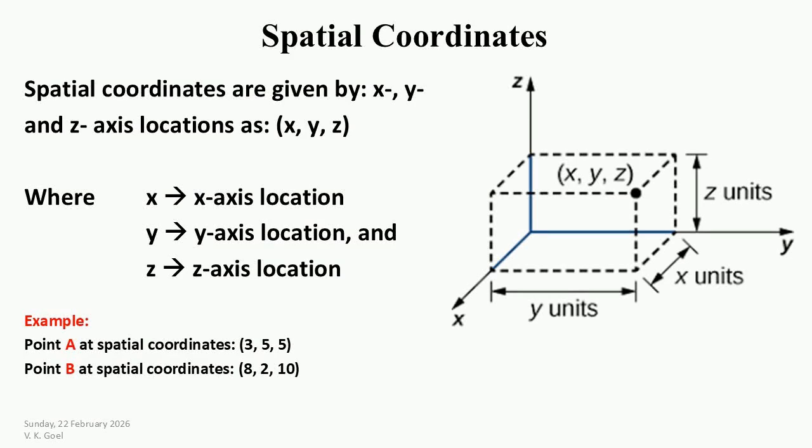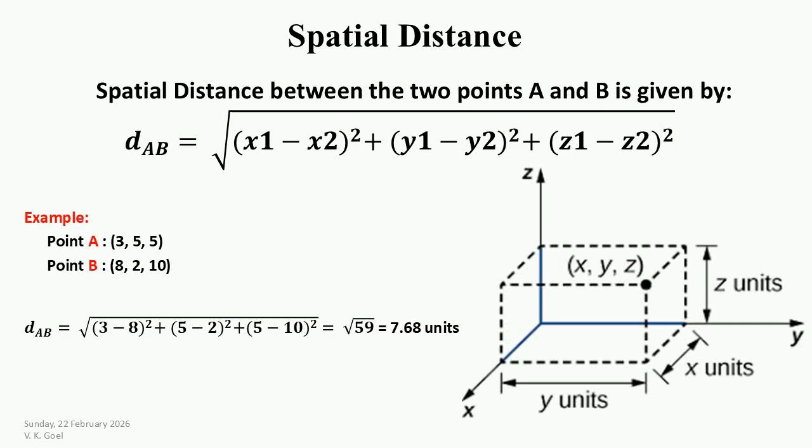Points A and B are taken here as an example. It can be observed here that the two points are in space now. The distance between two spatial points is called the spatial distance. The Cartesian distance formula is extended here to give the spatial distance.